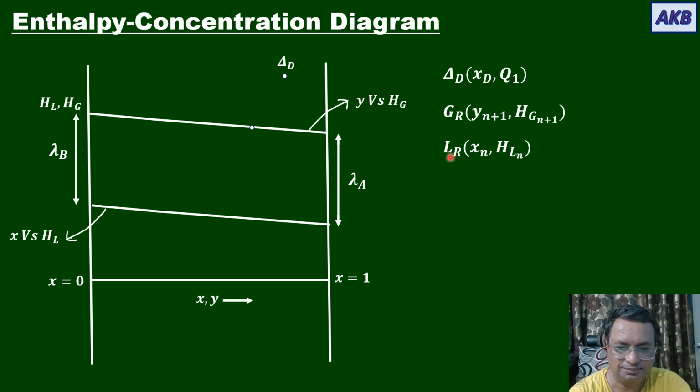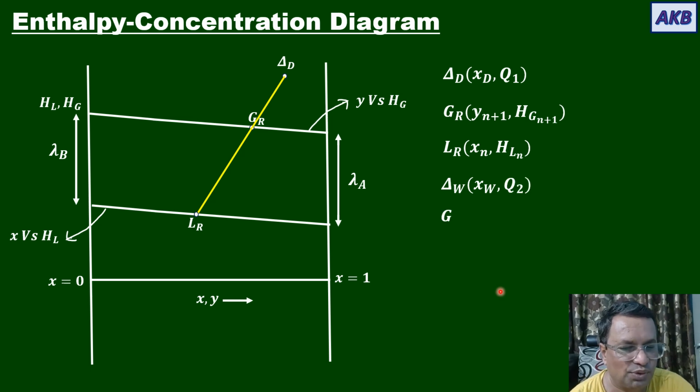Then GR will be lying on the upper curve, somewhere on the upper curve, and a line passing through delta D and GR will meet the lower curve, and that point on the lower curve will be nothing but this point LR. Okay, so on the enthalpy concentration diagram, the 3 points delta D, GR and LR are represented in this way.